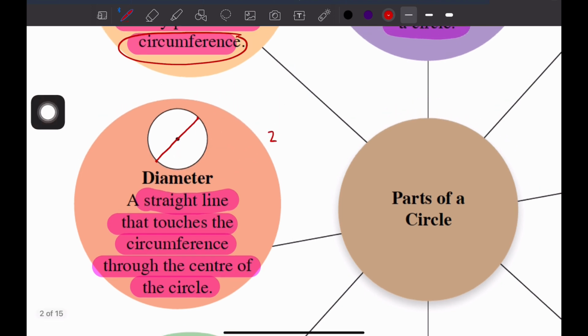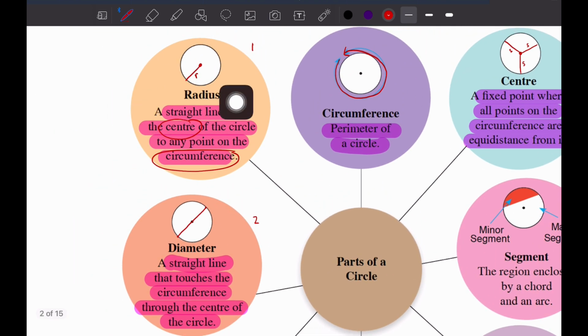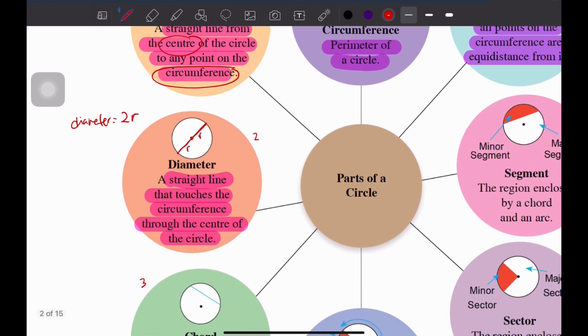If you look over here, what is the relationship between diameter and radius? We know that this first part is r, radius. This part is also a radius, right? So we can say that diameter is equal to 2r. We can look at an example later in the video.